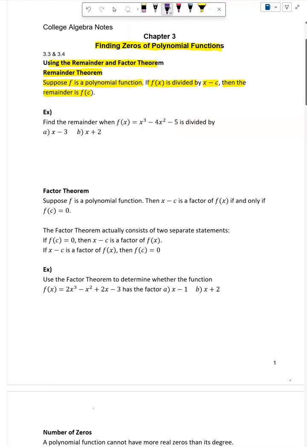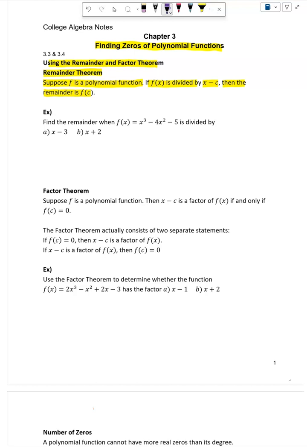We're going to find the remainder of f of x, which is x cubed minus 4x squared minus 5. And we're going to divide this by x minus 3, and then b is going to be divided by x plus 2. So first we have to talk about how to do synthetic division, because that's how I'm going to do this. With synthetic division, we always use the coefficients in front of our variables. And you want to make sure that it is in descending order.